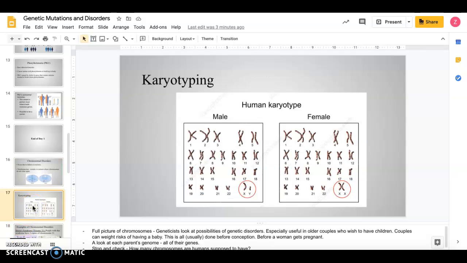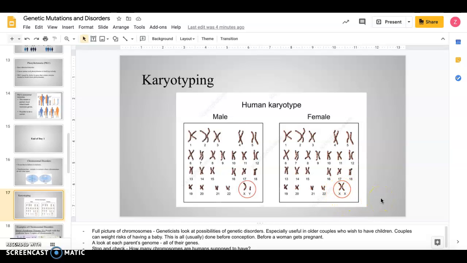In examining chromosomes, an important topic to cover is karyotyping. Karyotyping is a full picture of an individual's chromosomes. We have 46 chromosomes. We have a male karyotype and a female karyotype. Chromosomes are sorted by number, 1 being the biggest, and they decrease in size. The same with female. The only difference is that males have one X and one Y, and females have two X's.